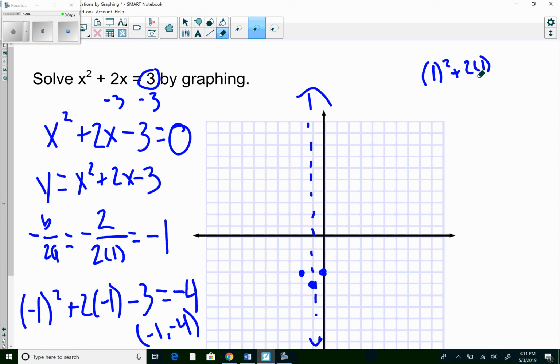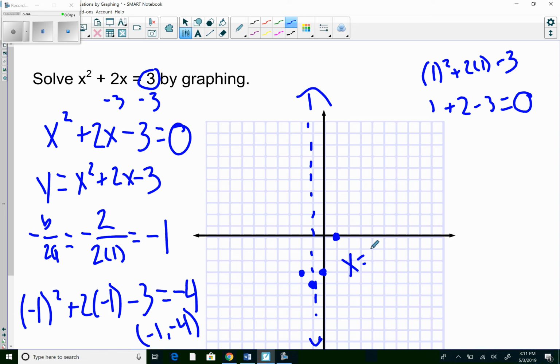And then we just do minus 3. Okay, so 1 squared, that'd just be 1 plus 2 minus 3. Okay, that's going to give us 0. So here is one of our x-intercepts. X equals 1. And then again, you guys, just through symmetry, this is 2 to the right, 2 to the left. So x equals negative 3. Boom, boom. Those are our 2 x-intercepts, and that's what you're going to be asked to find a lot.